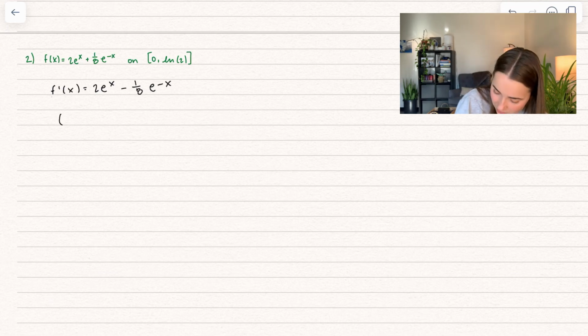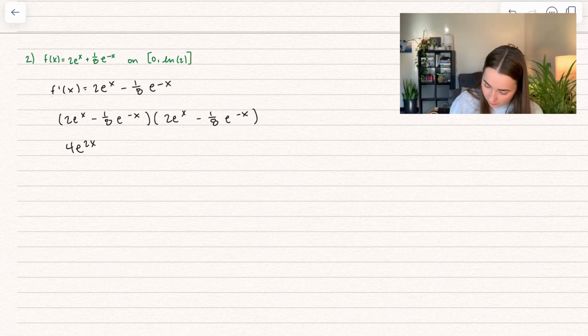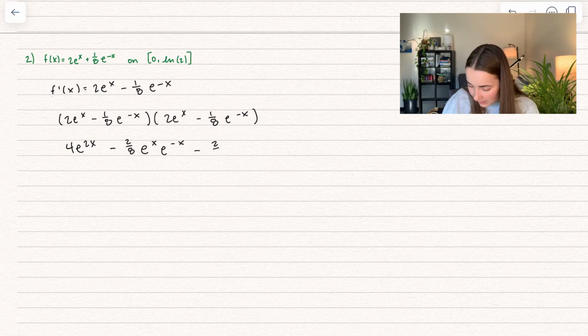So here we have 2e to the x. And now I'm just going to go ahead and FOIL it out. 4e to the 2x, right? When we multiply those first two, minus 2/8 e to the x, e to the negative x, minus 2/8, and that's also e to the negative x, e to the x, and that becomes plus 1/64 e to the negative 2x. So let's go ahead and simplify this.